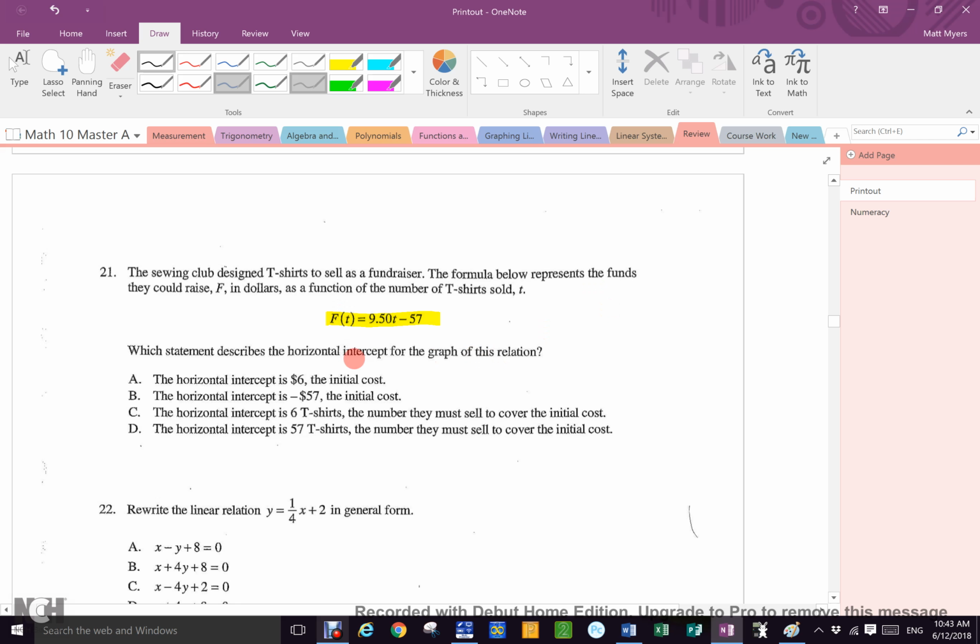I'm talking about graphs. What do graphs have? X's and Y's. Which is the X? Is it the independent variable or the dependent variable? Independent. Which is independent? T or f of t? T. So isn't this y equals 9.5x minus 57? Isn't it? Great. I want the horizontal intercept. Which is horizontal? X or y? X. So I need the horizontal intercept.